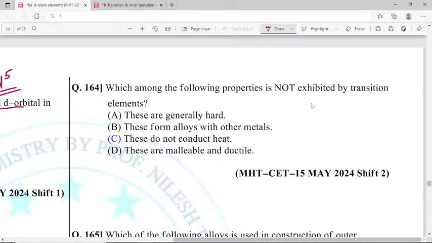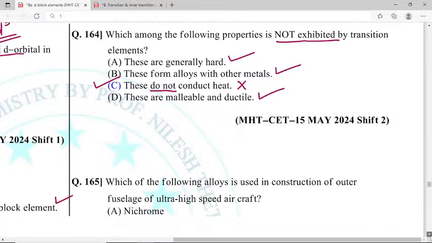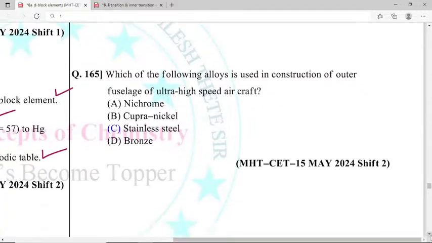Which among the following is not exhibited by transition elements? These are generally hard, correct. These form alloys with other metals, correct. These do not conduct heat, wrong, they conduct heat. These are malleable and ductile, correct. These are good conductors of heat and electricity.